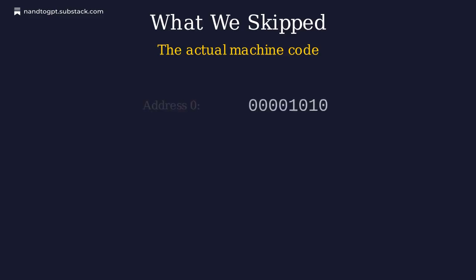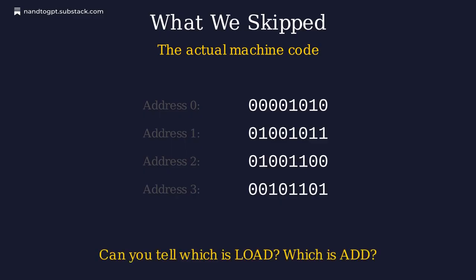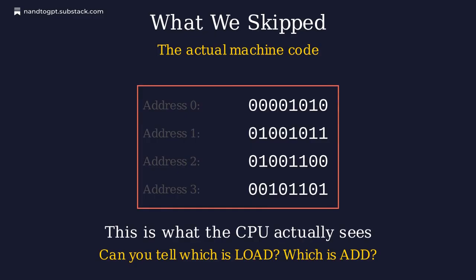Last time we admitted we'd been cheating. We wrote load, add, store, but that's not what the CPU actually sees. In reality, the CPU sees this. 8 bits per instruction, patterns of ones and zeros. This is machine code, the real thing. It's what gets loaded into memory, what the CPU fetches, decodes, and executes.